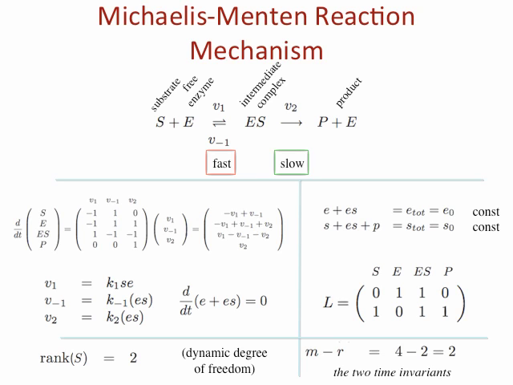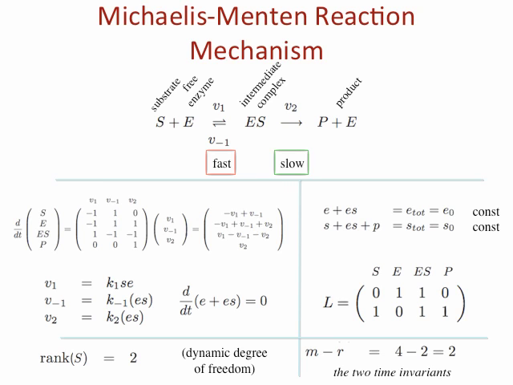The fluxes can be expressed as elementary rate laws because these are considered to be elementary reactions, and these are written in there. For instance, the binding step is k1 times the concentration of substrate, S, times the concentration of free enzyme, E, and so forth. The rank of S is 2, which means there are 2 dynamic degrees of freedom, but we have 4 concentrations, so there are 2 redundancies in this system.